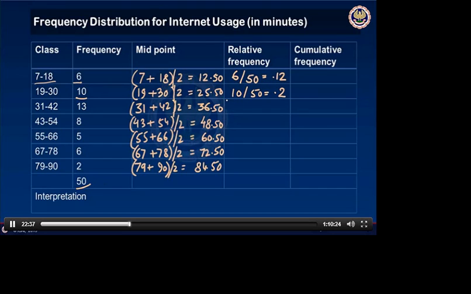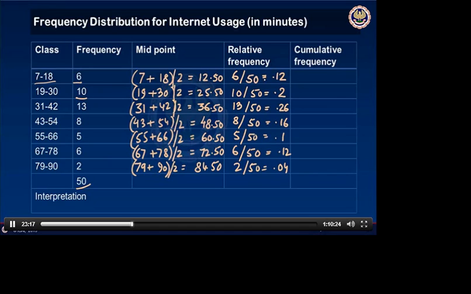Usually we can make a relative frequency chart or ogive from this information. So this is 13 divided by 50. So this is 0.26. This is 8 divided by 50. So this is 0.16. This is 5 divided by 50. So which is 0.1. This is 6 divided by 50, which is 0.12. This is 2, that is the frequency, divided by 50. So this is 0.04.